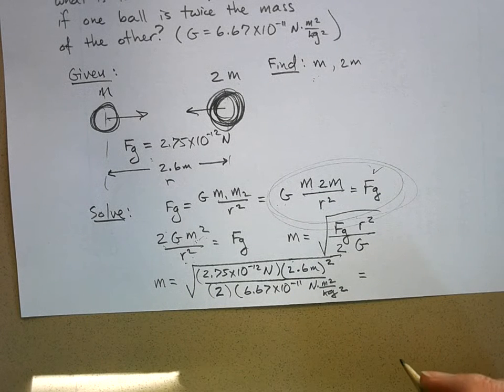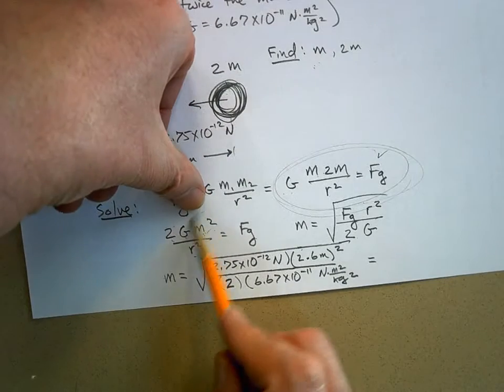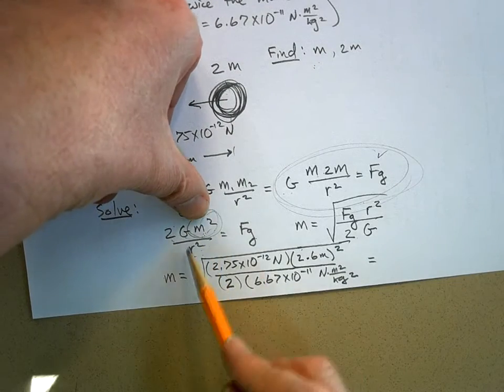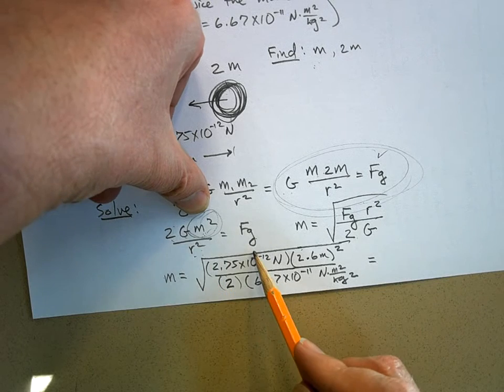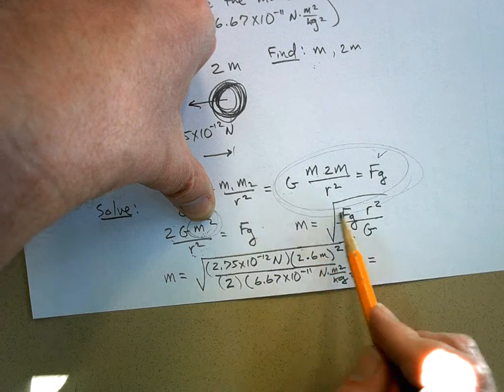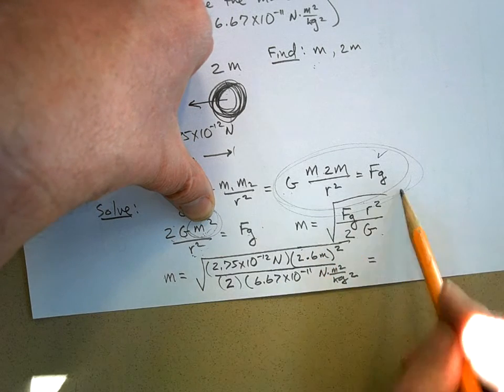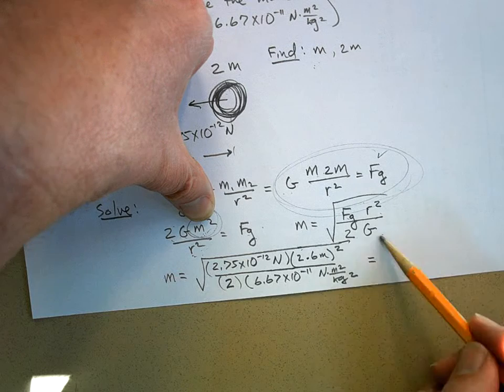How do you get from the G m 2m over r squared to that? It's just algebra. I just took the m right here. I want to solve for this. So this stuff equals the force of gravity. So multiply both sides by r squared, divide both sides by 2G, and then take the square root. And now I'm just substituting in the values for these things.